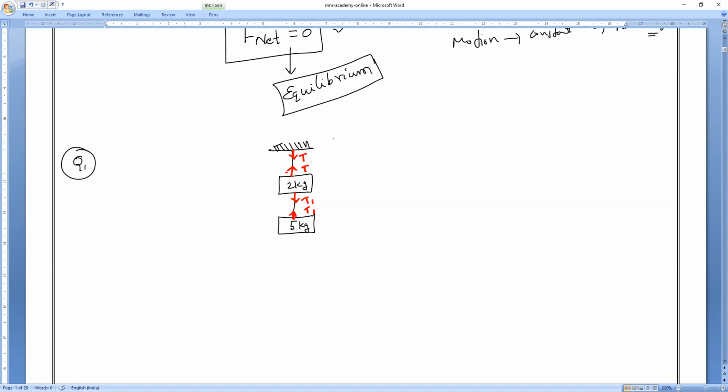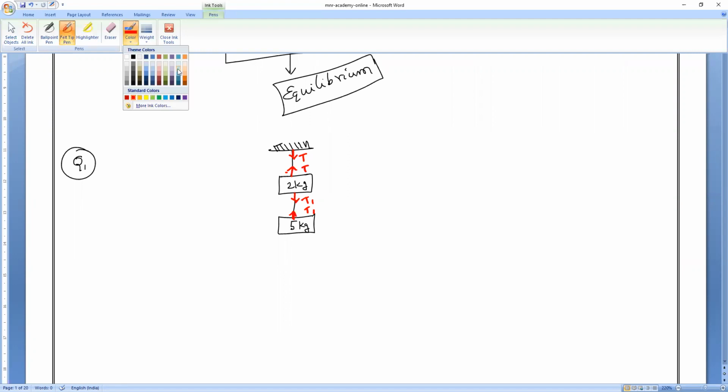Now, what is your expectation? In which string will the tension be more? First string or second string? First string. Why the first string? Because the first string is carrying both the weights, but what weight is the second string carrying? Only 5 kg. Understand? So that is what you should understand.